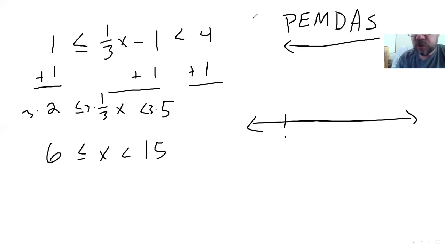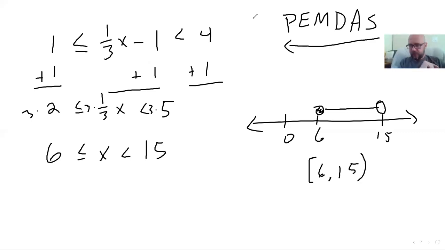And of course we can write that on a number line. I'll put 0 over here, and then 6, and then 15 will be like over there somewhere. And so I want to include 6 and not 15, and I want all the things in there, which tells me that I want an interval from 6 to 15 where I closed on 6 and open on 15, and that is my answer.